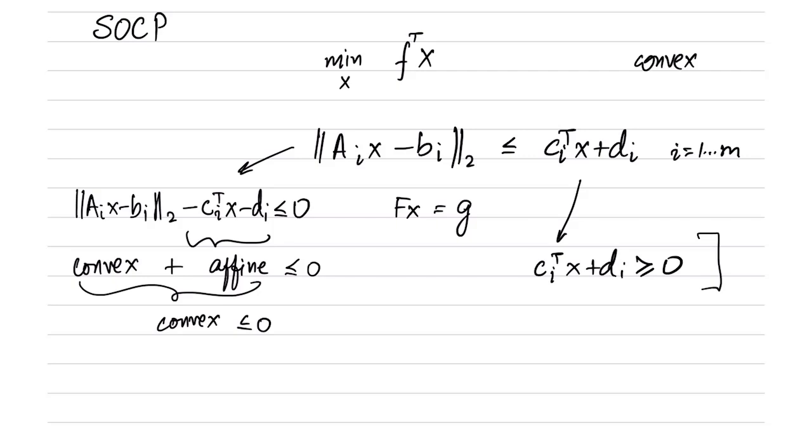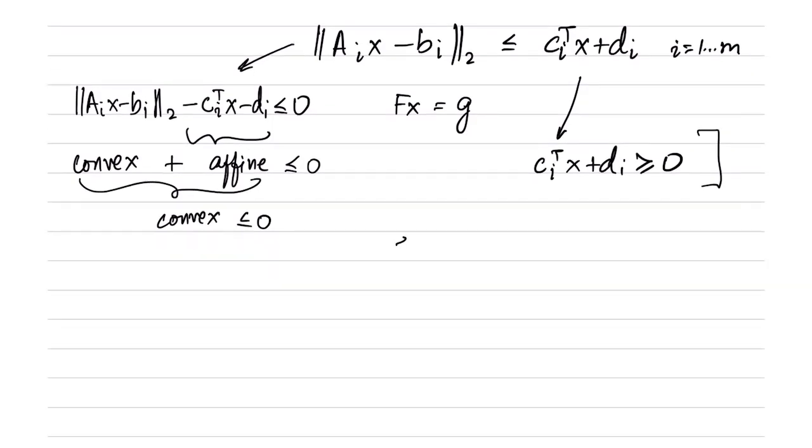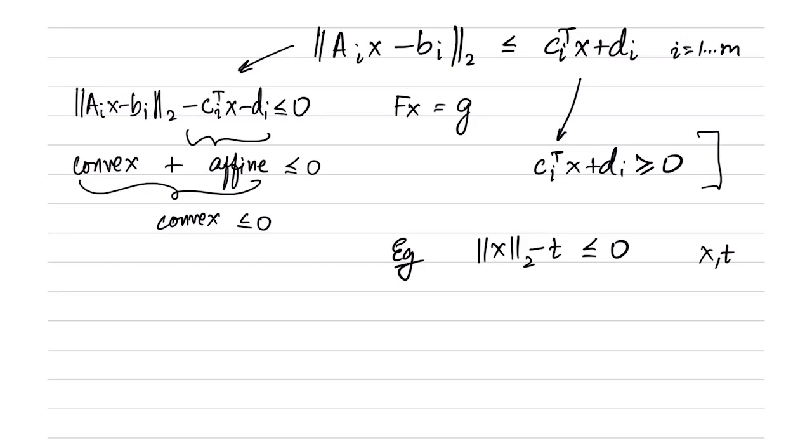SOCP is a good example where the convexity actually depends on the way it is formulated. For instance, you will find yourself in trouble if you actually square this. So let's consider a simple example. Let's say that you have a constraint of the form norm of X minus T less than or equal to 0 in X comma T. This is clearly convex because norm is convex, minus T is affine. So convex plus affine less than or equal to 0, this is fine.